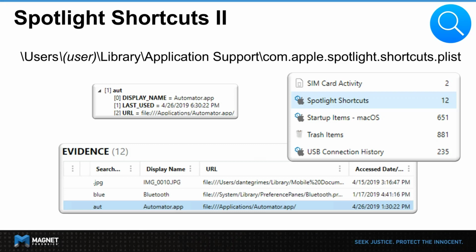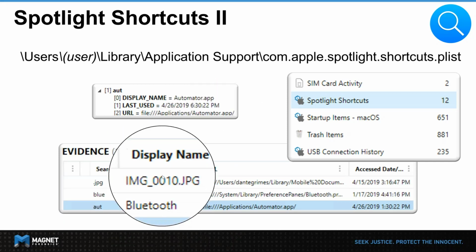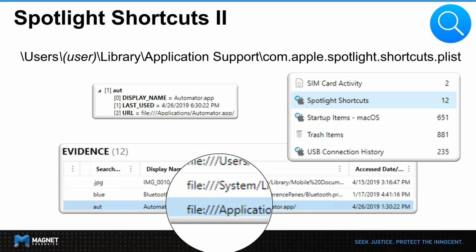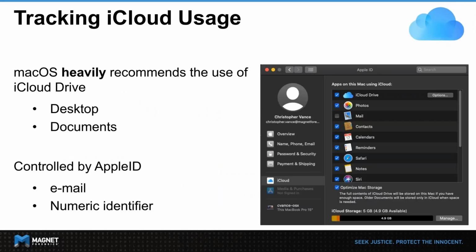And there's two types of people in the world, those who hit the command space bar to start opening stuff and those that don't. I use it all the time, so my Spotlight shortcuts list, plist, is quite long. And here you can see where I might have typed AUT, and then Automator popped up, and sure enough, that was the display name, and then I can see where it launched from. So we will have that as an artifact for you. So once again, explaining how somebody opened a file can help show that they knew what they were doing as part of your investigation.